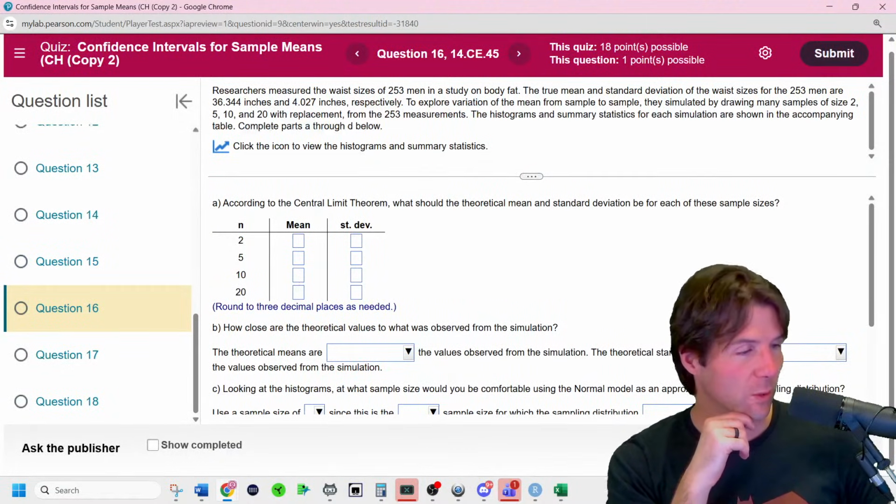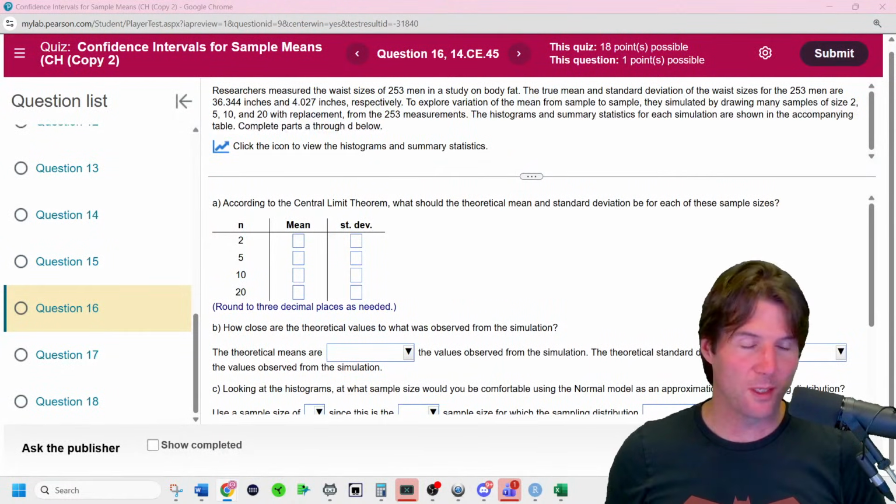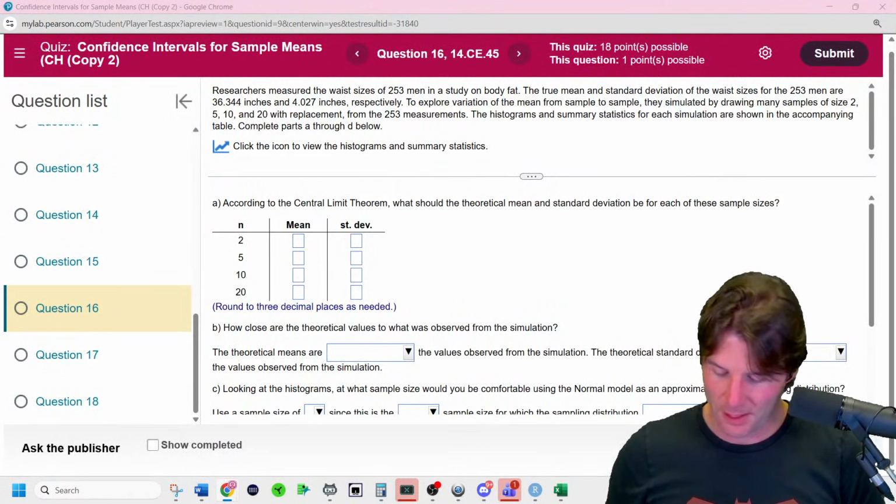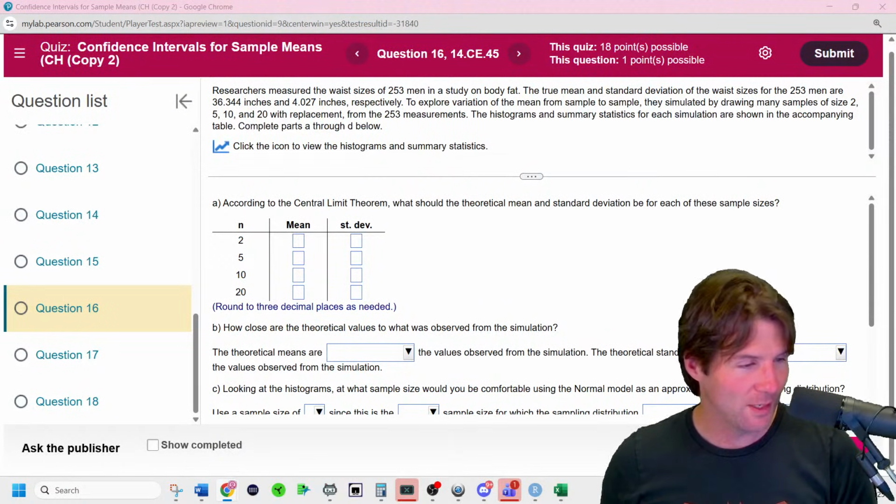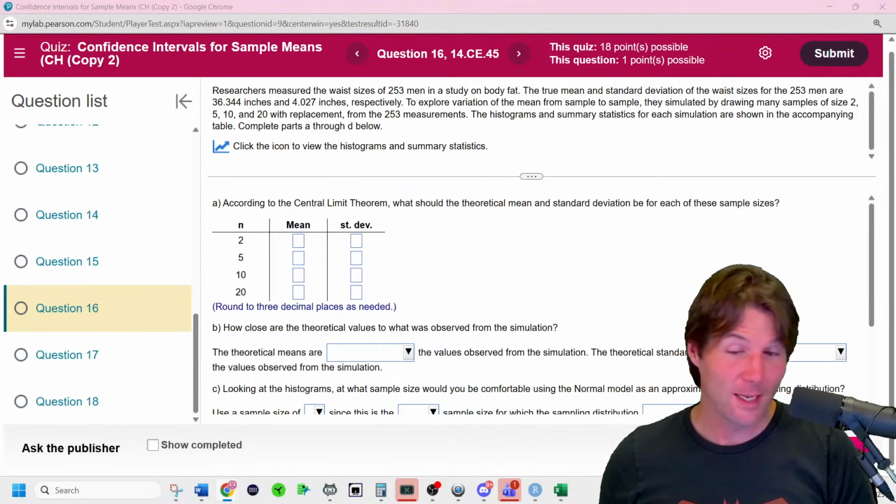Waist size. Okay, let's do the waist. We're going to do the waist size question. I'm going to go on a run, get some energy. I'm the go on a run, get energy guy. I go on run and get energy. Chapter 14 quiz. I amuse myself.